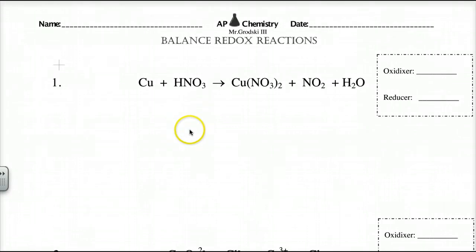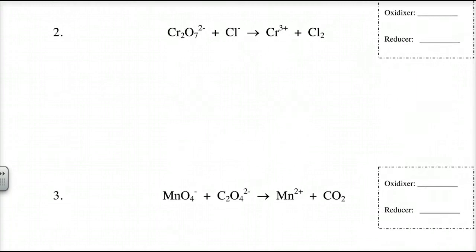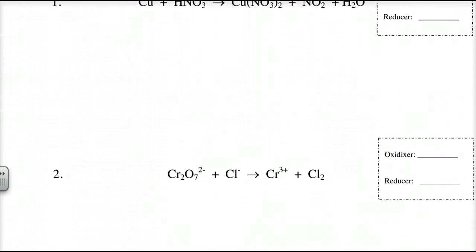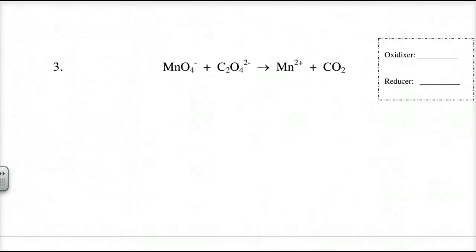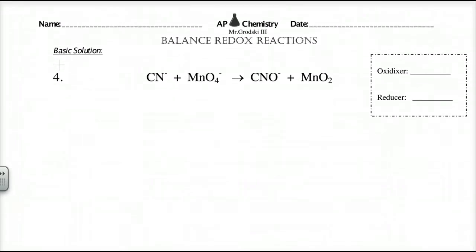Lecture AP 1.8. This one's about balancing redox reactions, specifically ones that are in basic environments. We did numbers 1, 2, and 3 in class today, and these were in acidic environments. So we're working on numbers 4 and 5 for homework tonight.